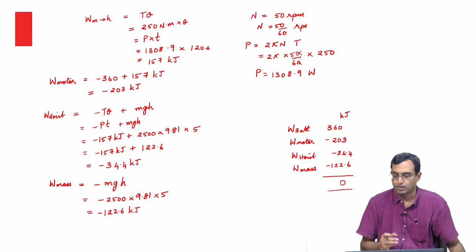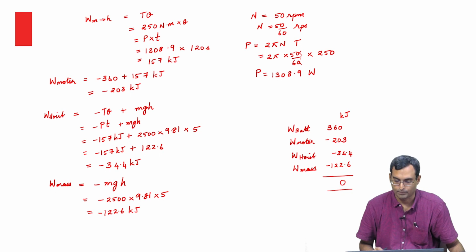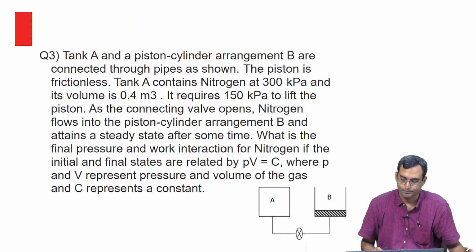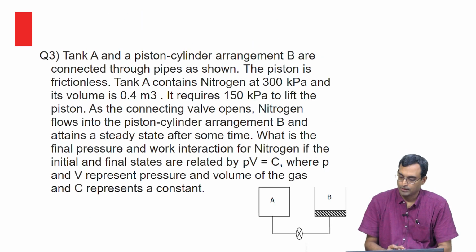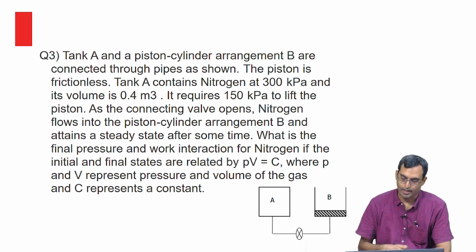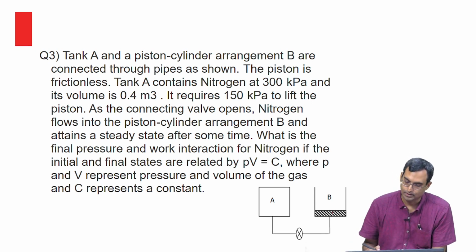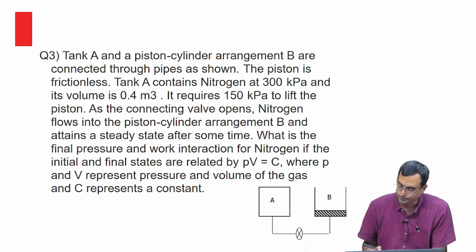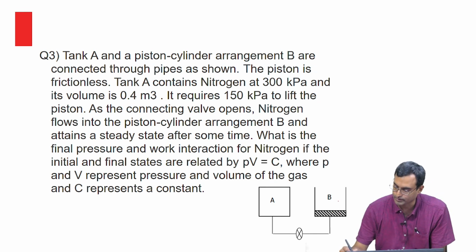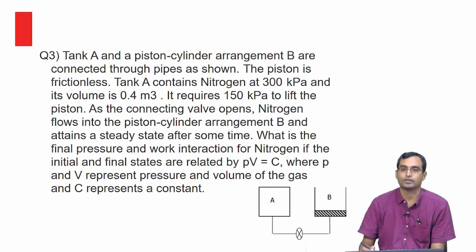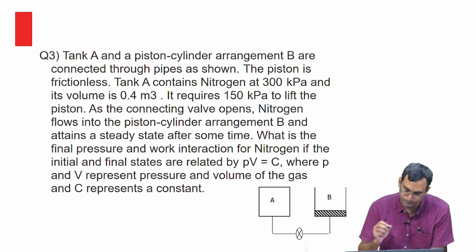So, we will go on to another problem of a slightly different kind. Here we have a problem which says there is a tank A, which is here, and a piston cylinder arrangement B, which is shown here. They are connected through pipes as shown. There is a piston over here which can move in the cylinder. The piston is frictionless.